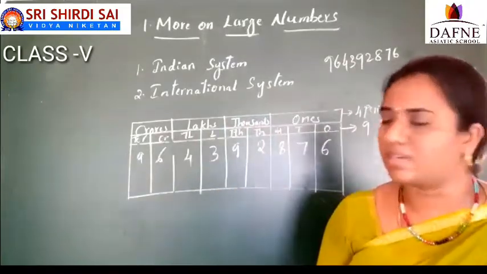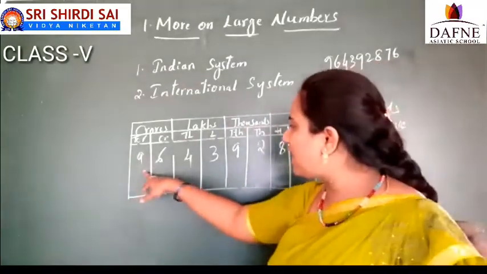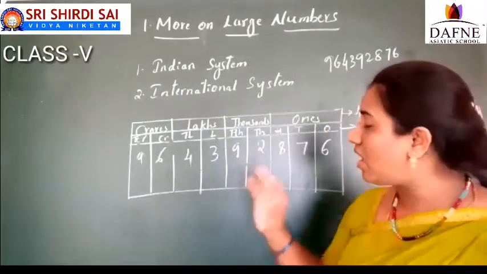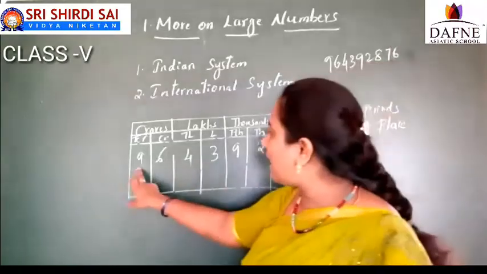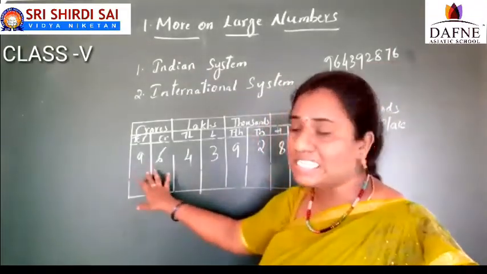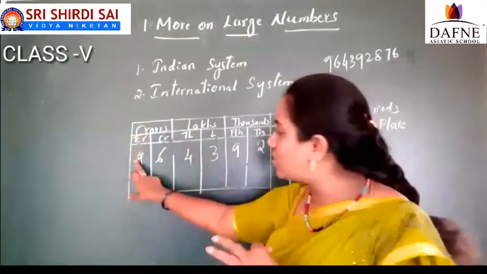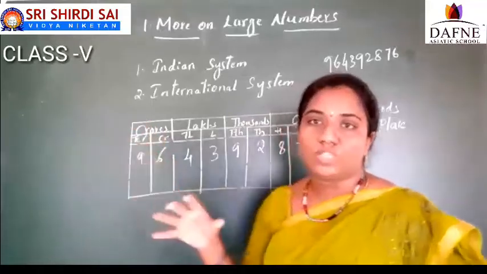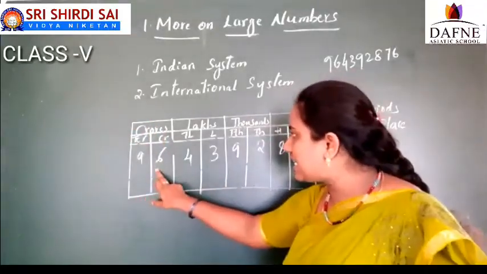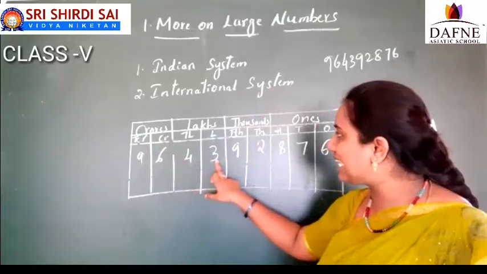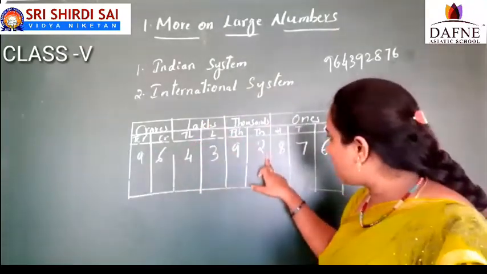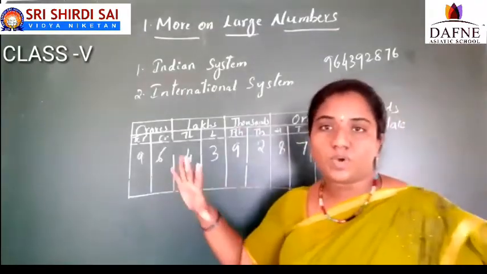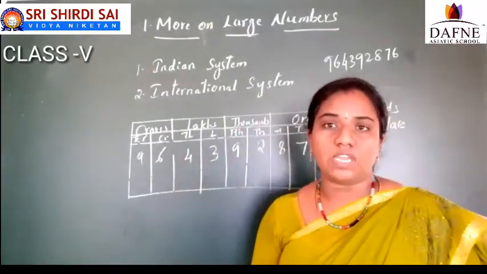Now how to read this number? Can we read it like 9643928776? No, it is not the correct way. How to read this one? 96, what is the period here? Crores. So 96 crores. With the period we have to read. Now 43 lakhs, 92,876. Depending on the place value system only, we are reading the number.